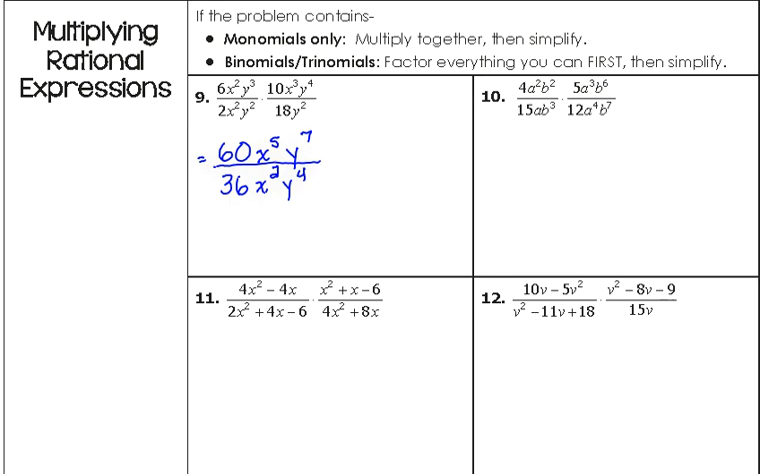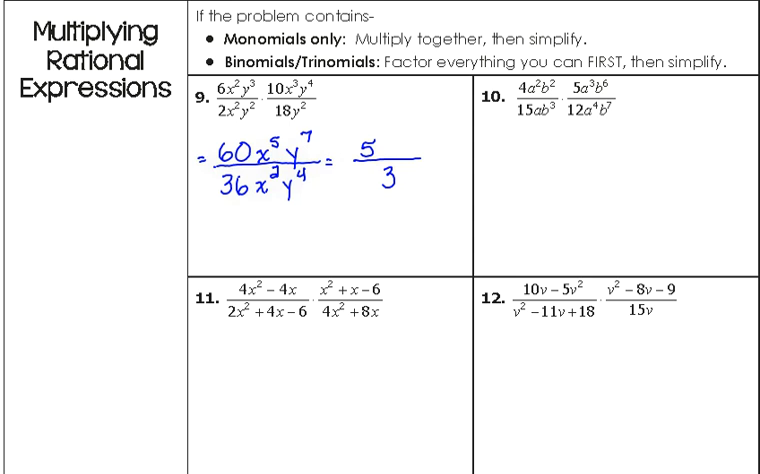Okay. All right. So now we simplify. We simplify coefficients if possible. So 60 over 36, what's the biggest number that divides evenly into both of those? 12. Okay, 60 divided by 12 is 5. 36 divided by 12 is 3.